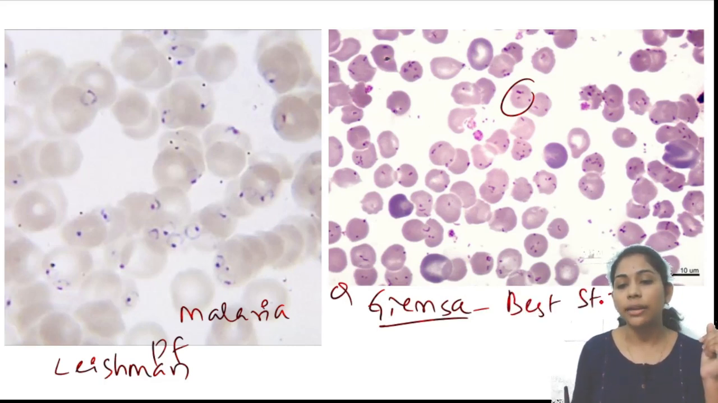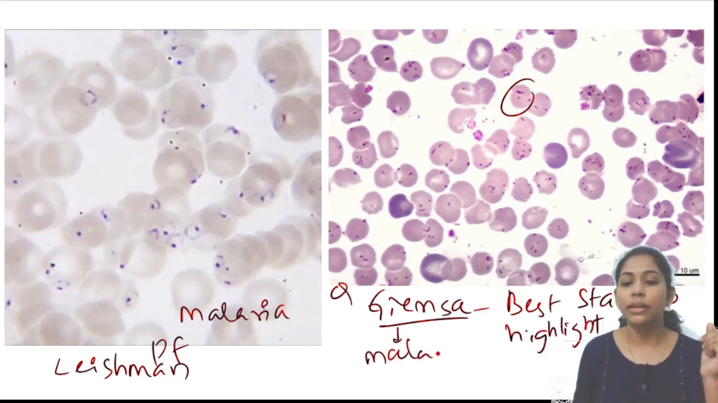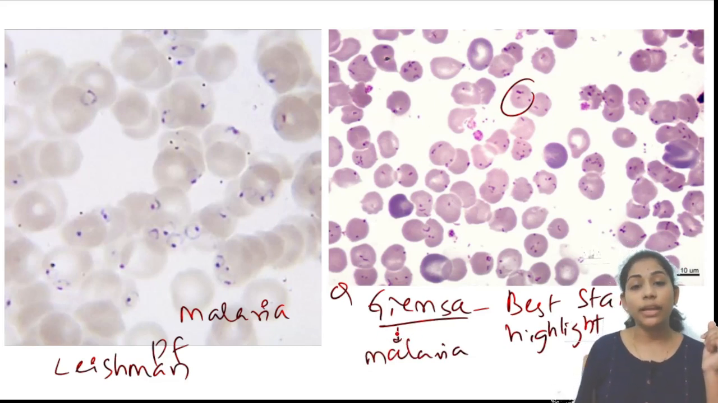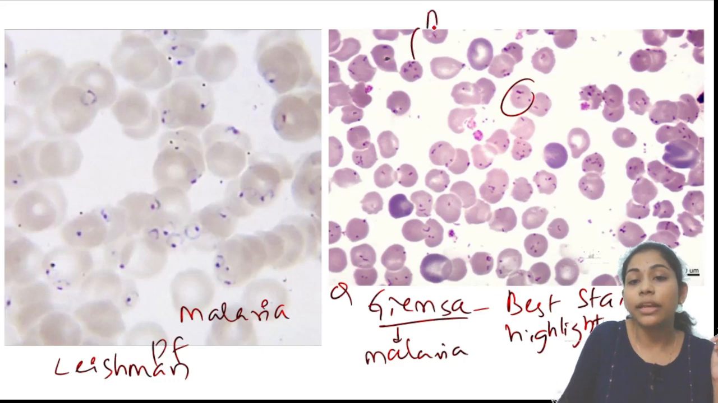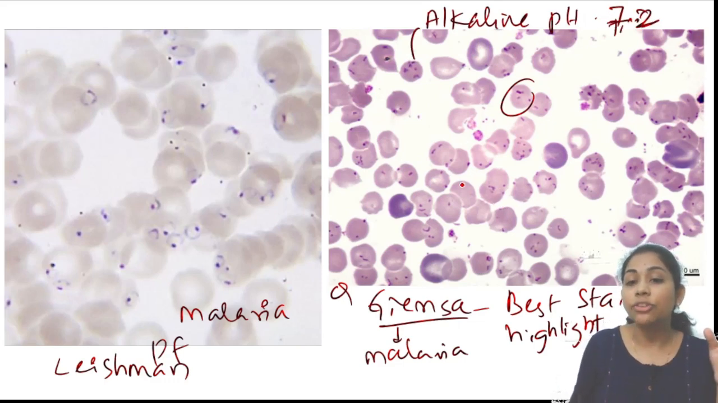Best stain to highlight malaria. So I'm writing here, so you can see it. Why is this Giemsa stain the best? Because the stain pH is alkaline, specifically 7.2. At this pH, the nuclear chromatin dots of the malaria parasite take up the stain nicely, and you can see them clearly.